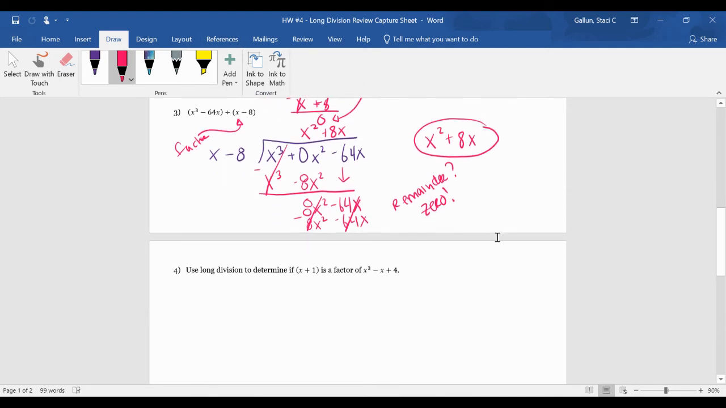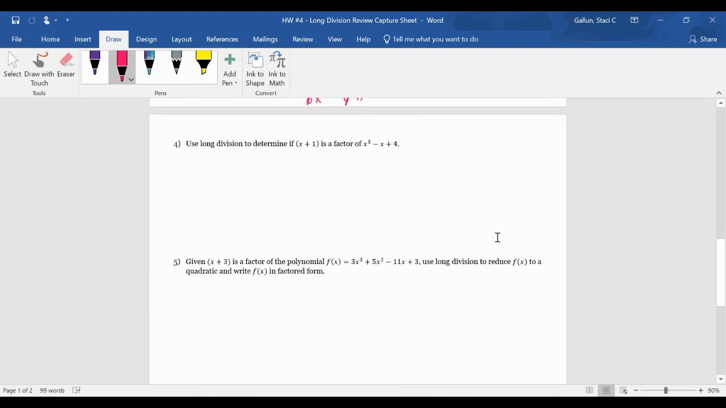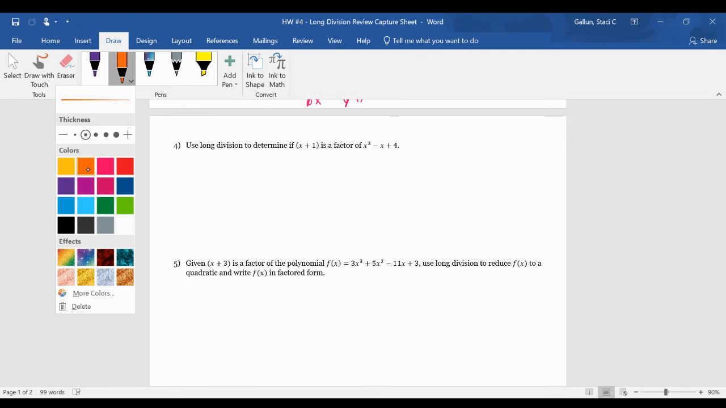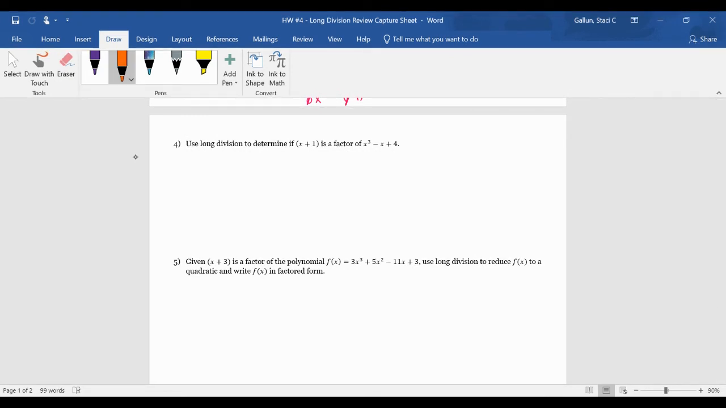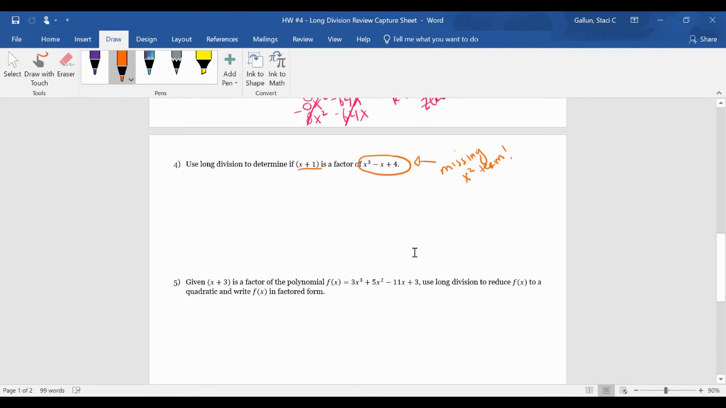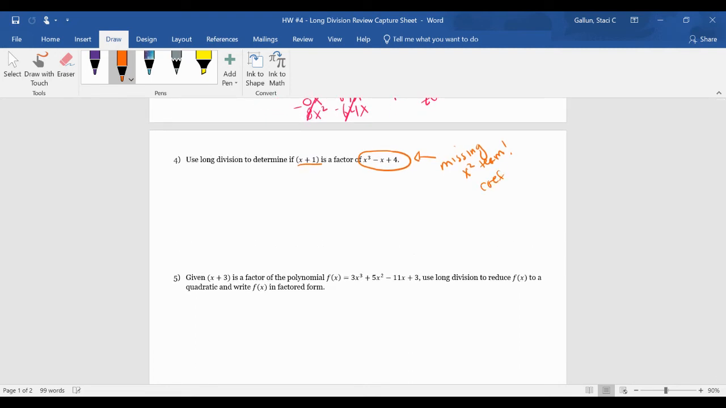So let's look at those ideas a little bit closer, like what we just said, right? Now number 4 and number 5 are a little bit more application based. Number 4 is saying we want to use long division still to determine if x plus 1 is a factor. What is something you notice about how this is written? Hopefully you're thinking that it's missing the x squared term. It's okay if you weren't. So if it's missing it, I still want to include it just like I did on the problem before. What is the coefficient when I write it?